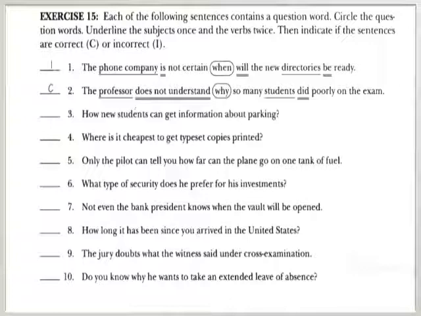Fine. Now the first sentence. The phone company is not certain when will the new directories be ready. Okay, first of all, is it a question or a sentence? It is a sentence, so there is no need for the inversion. We should not invert. But as you can see, after when, we have the helping verb and the subject. So the sentence here is inverted. Thus, it is incorrect. Here we should not invert. There is no question. It should be when the new directories will be ready.